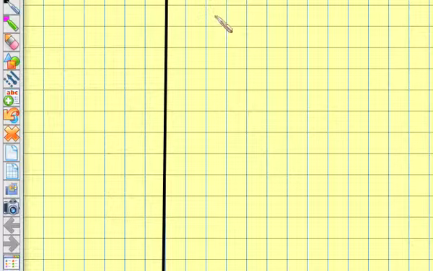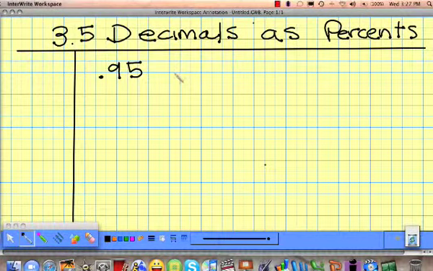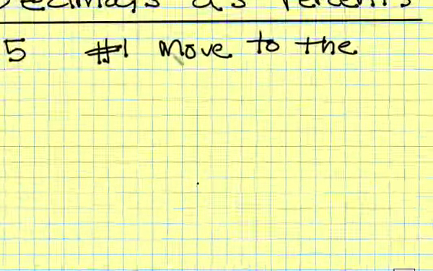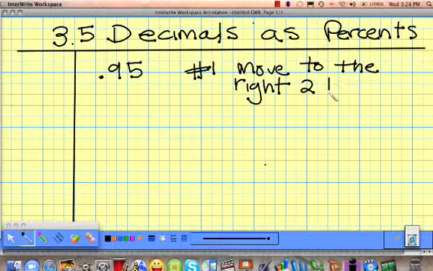I don't want you to write down anything. We're going to start off with the decimal 9.95. I want to turn this into a percent. So I'm going to go ahead and move my decimal to the right 2 times. So step number 1, move decimal to the right 2 times. Now I'm going to go ahead and move it. I'm going to go 1, 2.